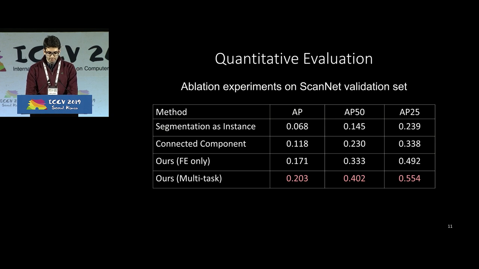We test our approach on ScanNet validation set and compare to three baselines. The first baseline is a naive baseline where we use the semantic label as an instance label. The second baseline is connected component, which is a stronger baseline in 3D. The third baseline represents the use of feature embedding alone without the direction embedding. In our proposed multitask approach, which generates feature embeddings and direction embeddings, we were able to achieve an increase of more than 20% in AP50 score over the best baseline.